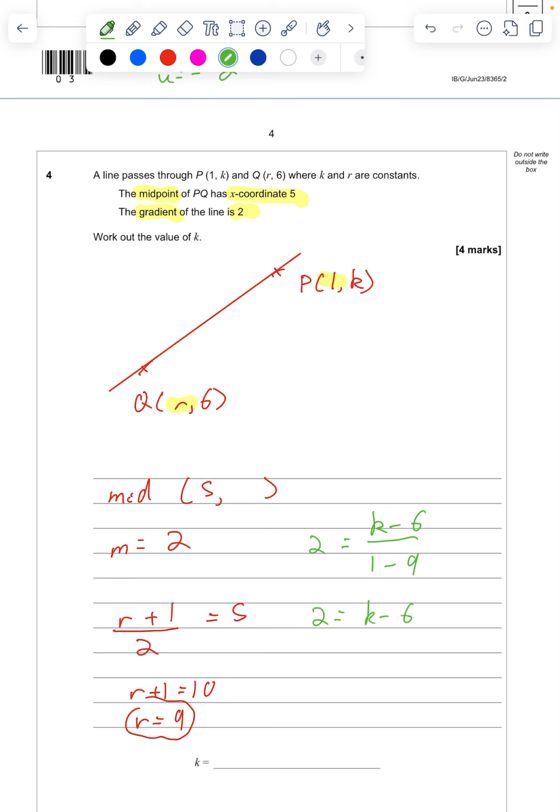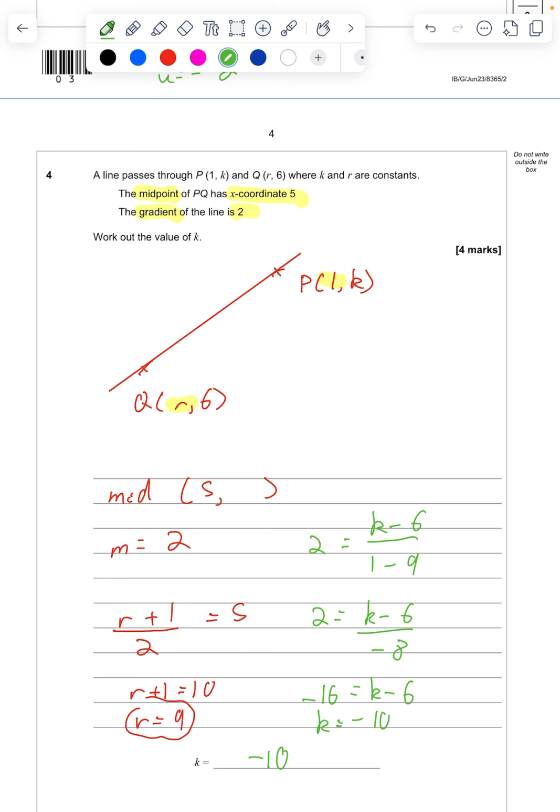So 2 equals k take away 6 over negative 8, and then times through by negative 8, so minus 16 is k take away 6, and then add on the 6, so k must be equal to minus 10. Okay, and if I made no mistakes there, check the mark scheme.